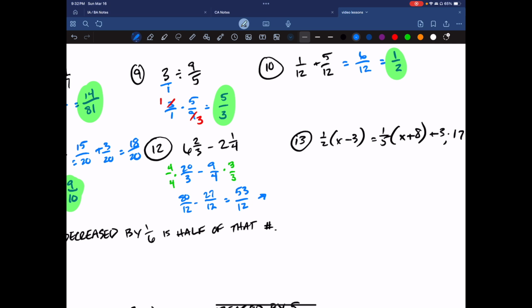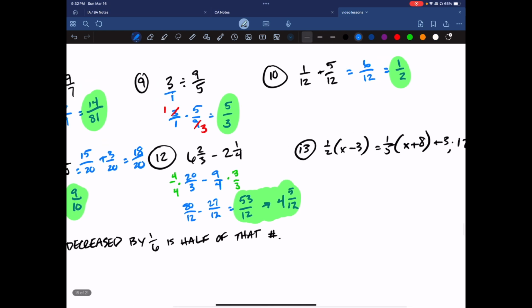So you can, 12 goes into 53 4 times. 12 times 4 is 48. 53 minus 48 is 5. So that's going to be 4 and 5/12. So whether they accept an improper fraction or they want you to give a mixed number, that's how you would do that.